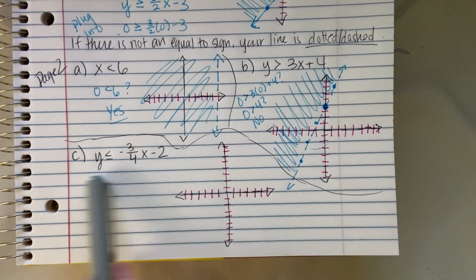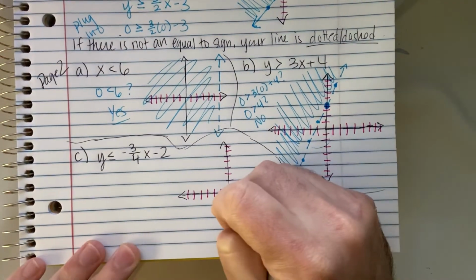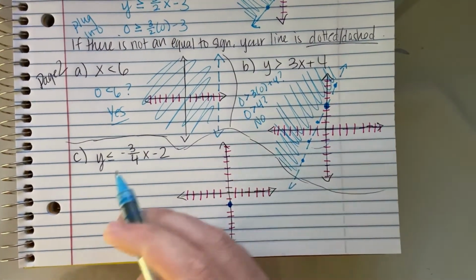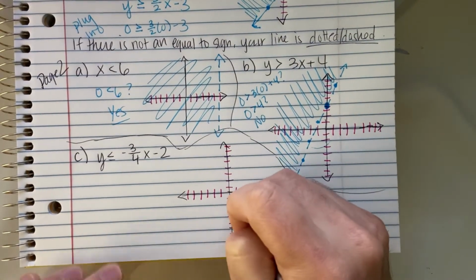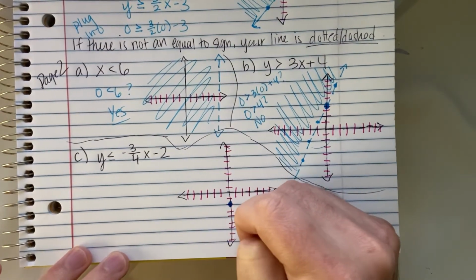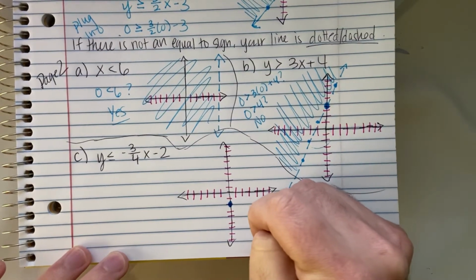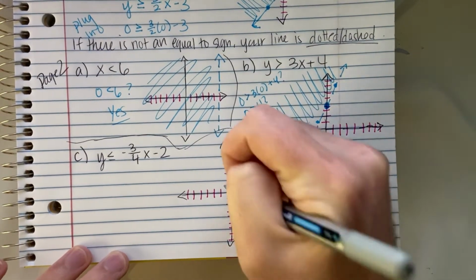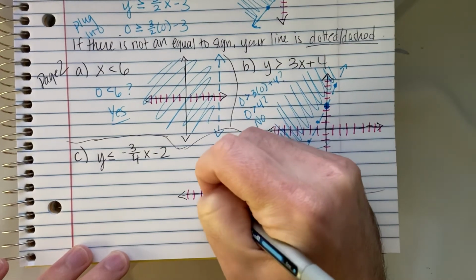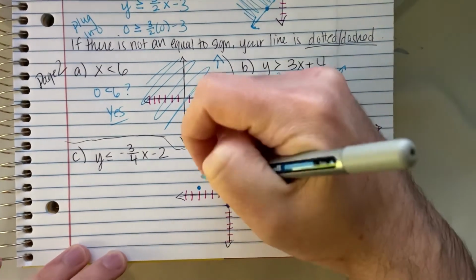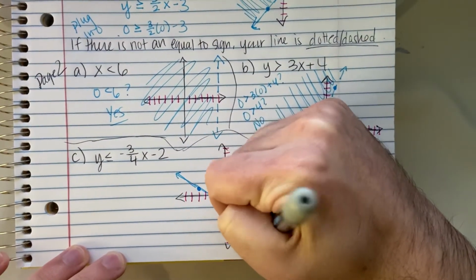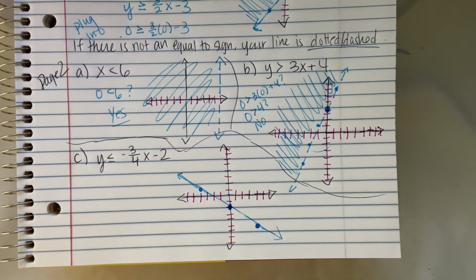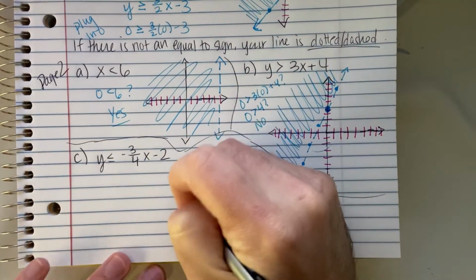Okay, so where do we start here? At negative 2. Now what does it mean for a slope of negative 3/4? That means down 3 and over 4. So down 3 and right 4, or up 3 and to the left 4, because that negative could be anywhere. Now I get to make a solid line because there's an equal to sign this time. Now it's pretty clear where less than is on this graph. It's going to be below.